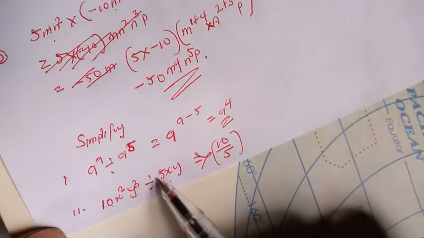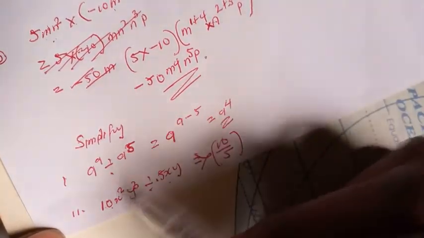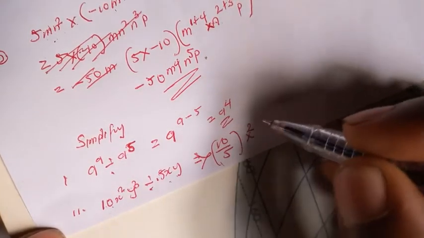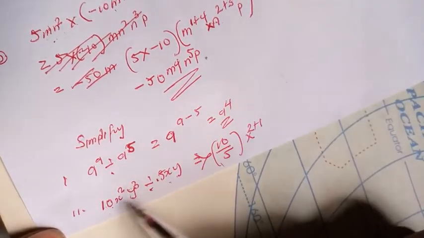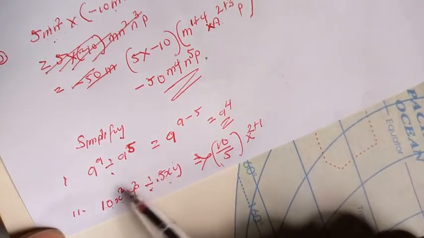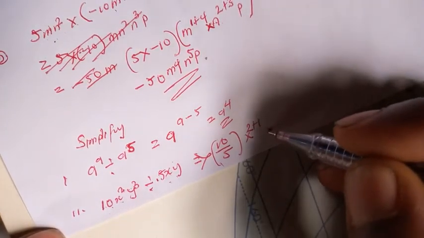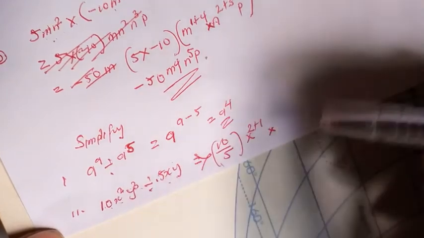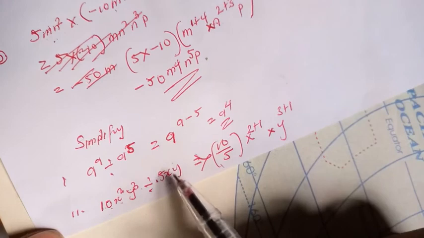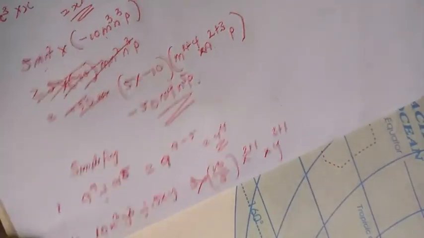So take the first numbers, the constants, out and put them like this. Then we have our x. This one also has x, so x to the power 2 plus 1. I hope you understand that. x is to the power 2, x is to the power 1. So take their base and add their powers together. Then we put our times here. Then y to the power 3 plus 1. We have y to the power 1, so take their powers.